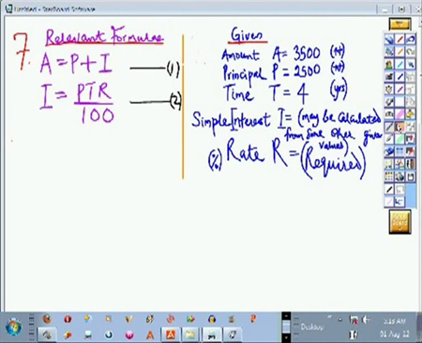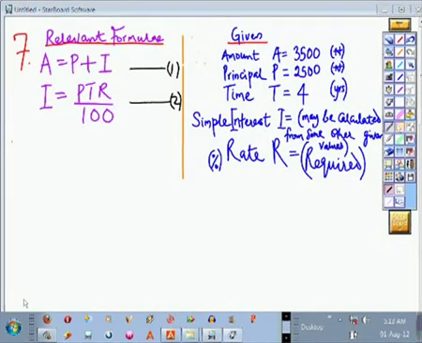And there are two relevant formulae for us to use. The first one is amount is equal to principal plus simple interest. Amount is represented by A, principal by P, and I is representing simple interest. The second formula is the formula for finding I, which is principal times time times rate over 100.